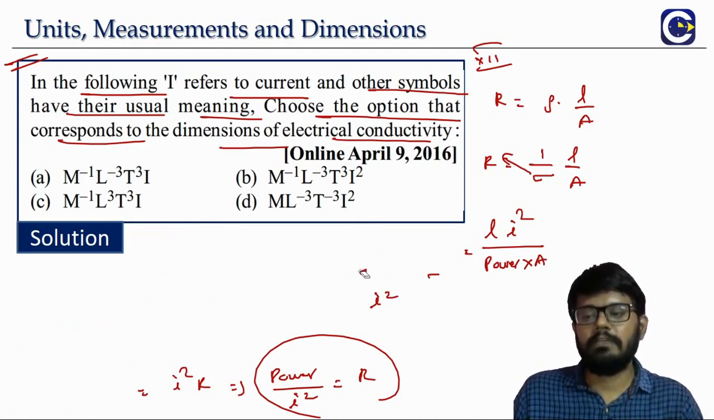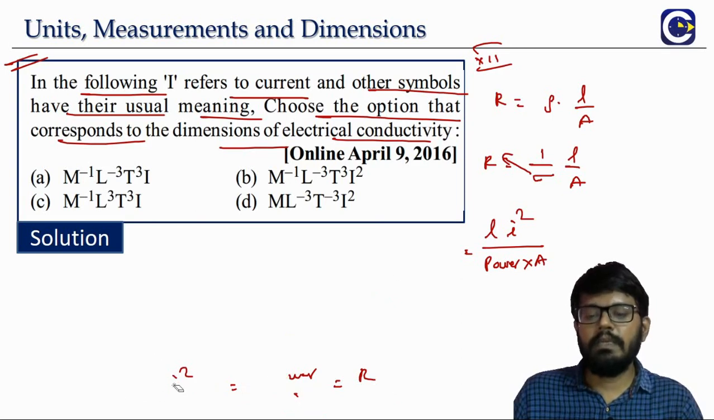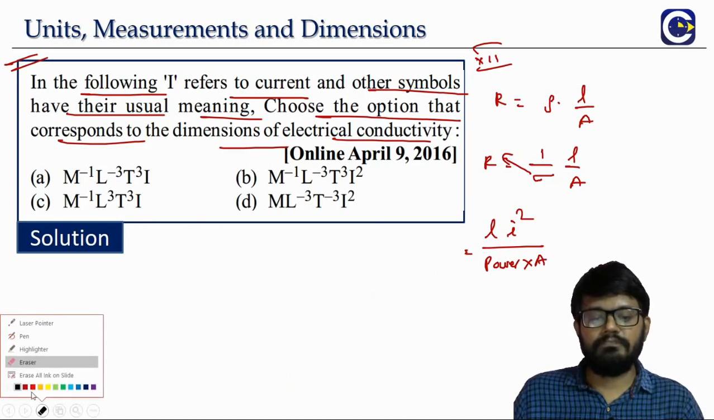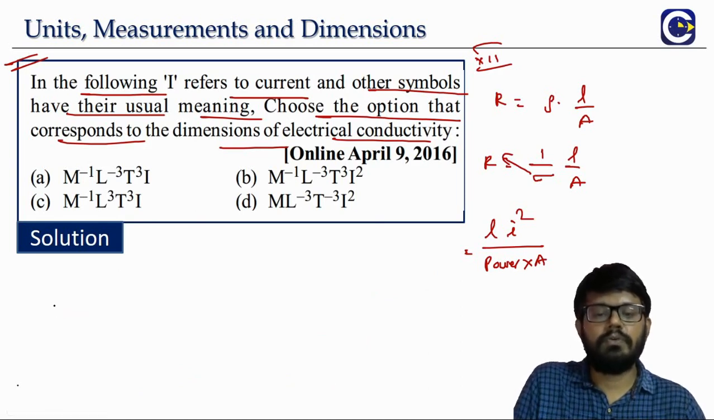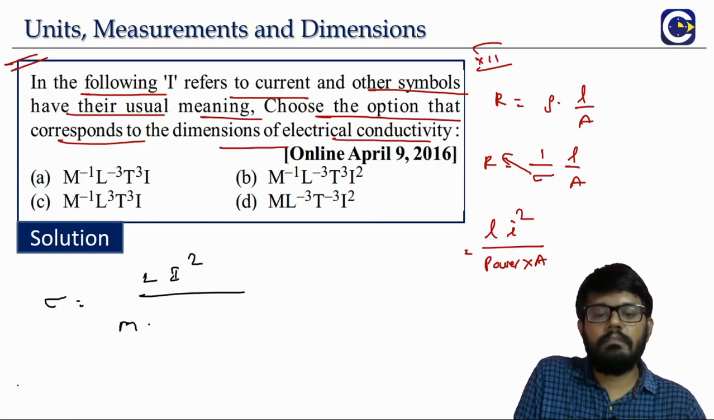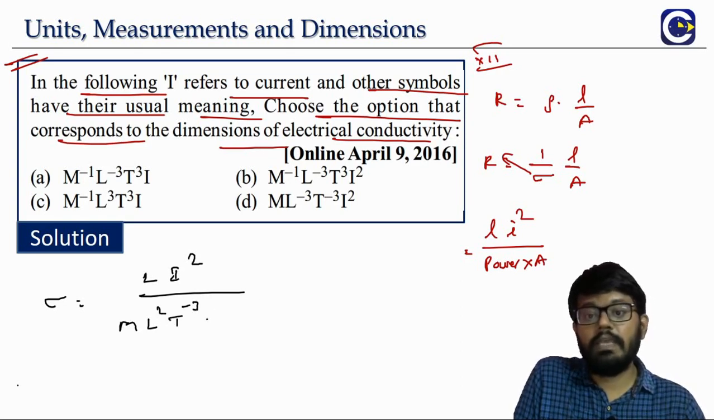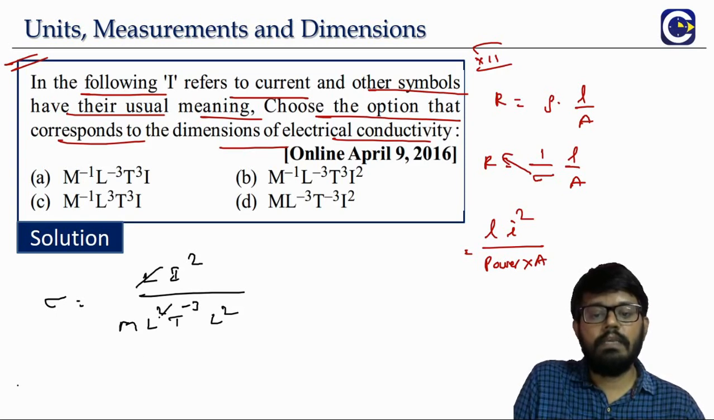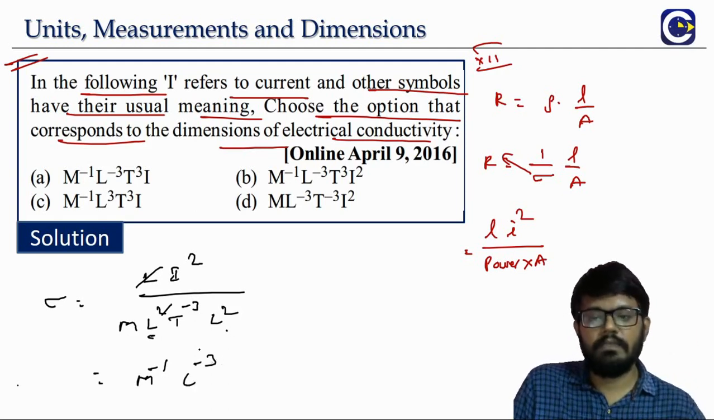Sigma is what? Conductivity. What is it dimension wise? It will be equal to length into current square by power into area. So all we need to do is just substitute. Sigma is what? Length means L. I square, current square. So current square by power is what? M L square T power minus 3 into area is what? L square. One L we can cancel. M will go to the numerator, becomes minus 1. L and L square is what? L cube in the denominator. In the numerator it will become L power minus 3.